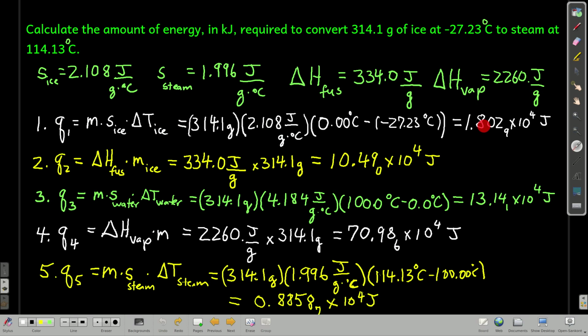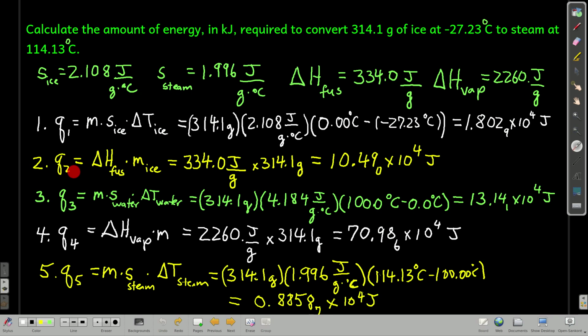And what I've done, I've gotten the answers for each section of the graph in joules, and I kept the same power of 10 so we could know where to round off in terms of sig figs. It ends up that we're going to add all these numbers, and when it's times 10 to the 4th joules, 2 places past the decimal is the least precise, so we'll keep that. So make sure you know where everything is. So this is the mass of the ice, specific heat of the ice. Delta T of the ice is final, which is 0, minus the initial negative 27.23, so negative is a positive.